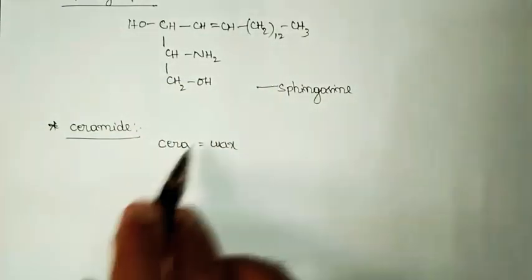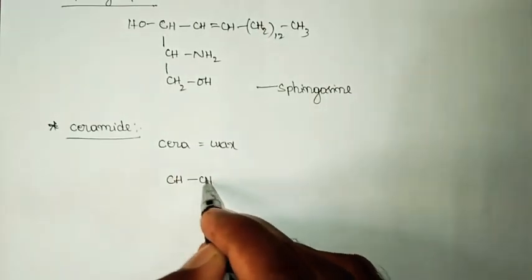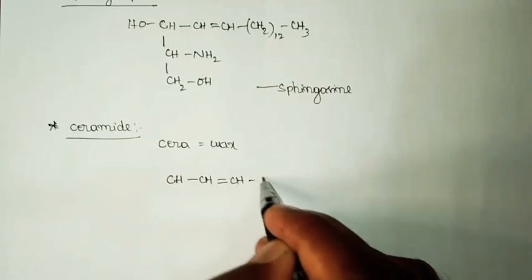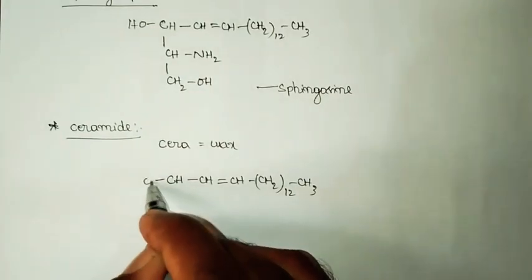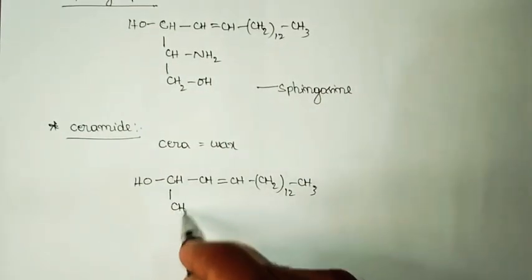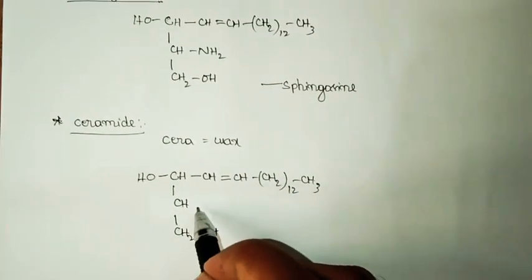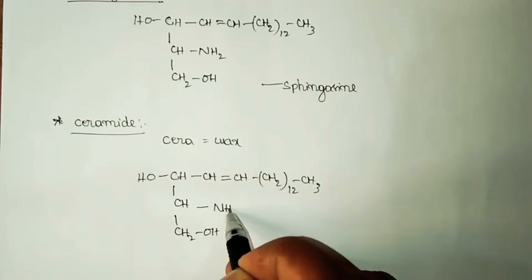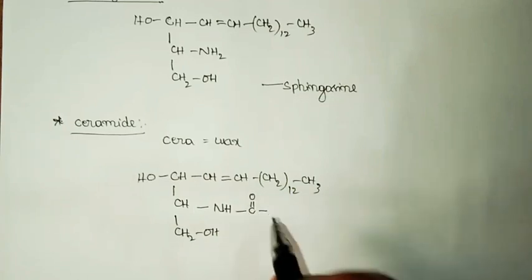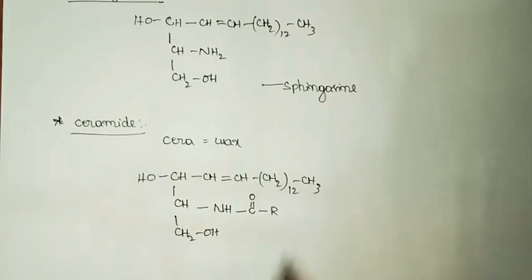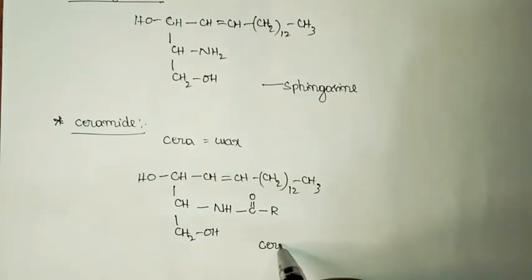Now we shall see how the structure of ceramide will be. So sphingosine, that is CH 12 times, one OH group over here, CH2 OH, and here the NH2 group will react with the fatty acid molecule so as to form an amide linkage this way. So this is the complete structure of ceramide.